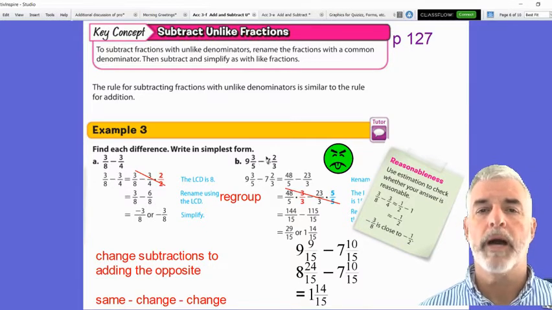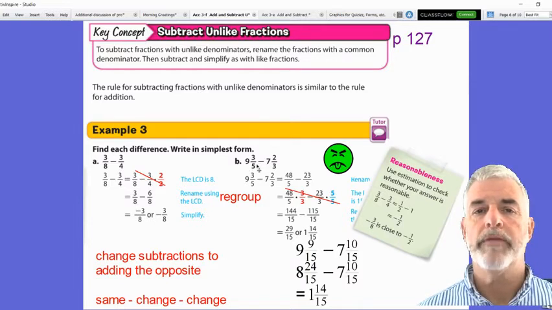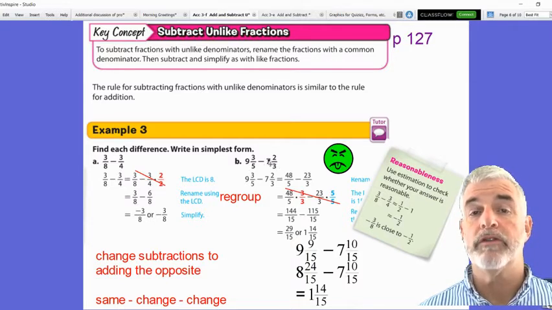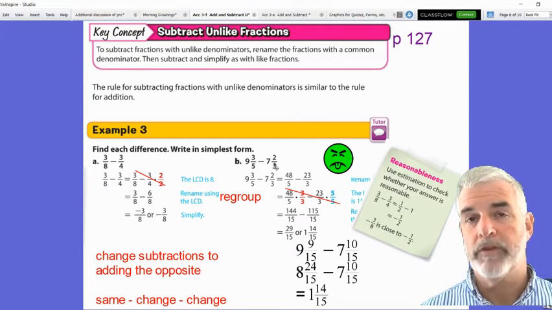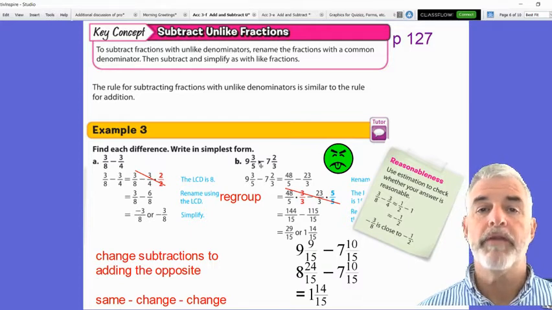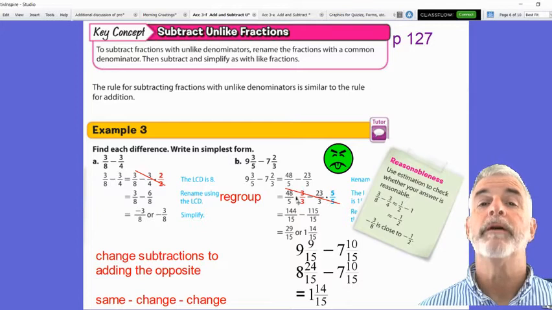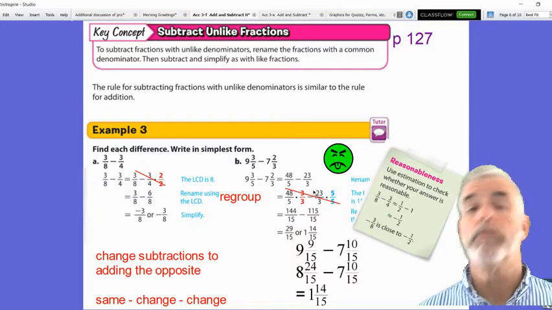This one, a little more complicated. Okay, so 9 3/5 minus 7 2/3. This is not positive and negative numbers. Okay, but this is a third grade subtraction problem if there wasn't any fractions in there. But 3/5 and 2/3, when you make them a common denominator of 15ths, you end up having to regroup.